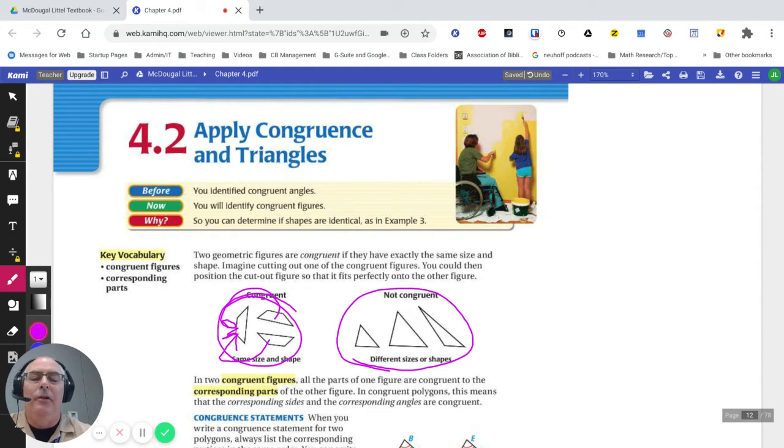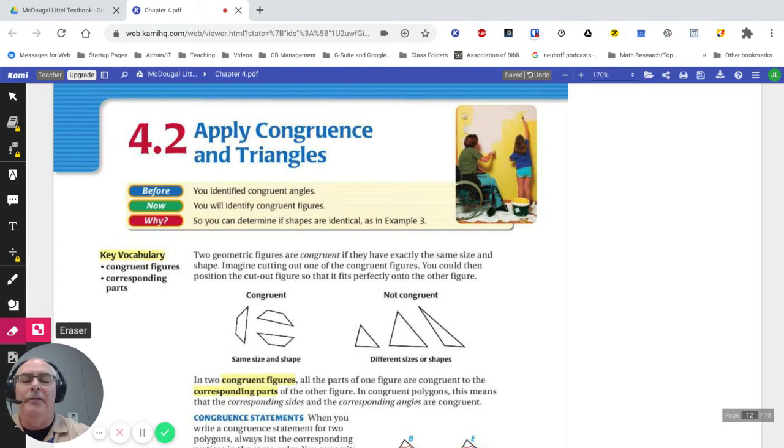For this example, I can see that all three of the triangles are different. And because they're all different, there's not going to be congruence with any of these triangles. None of the corresponding parts across the triangles are going to match up, which has to be true for triangles to be congruent.